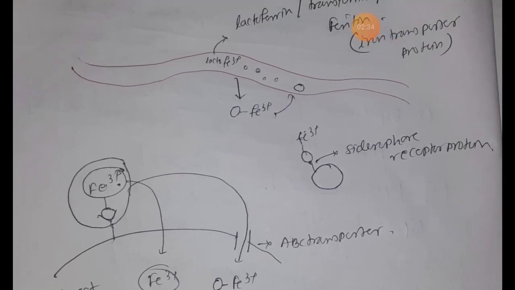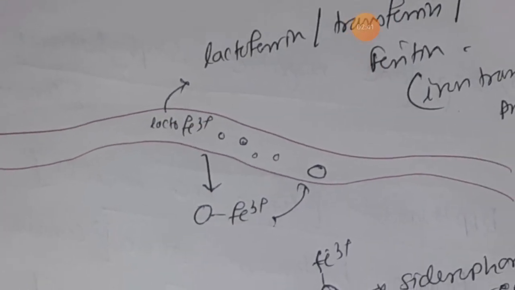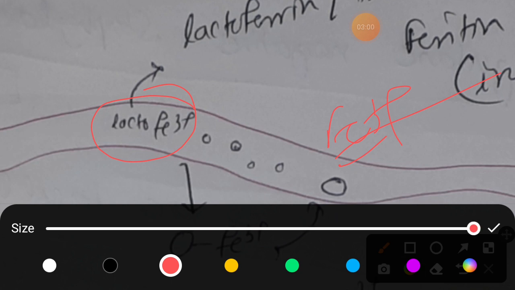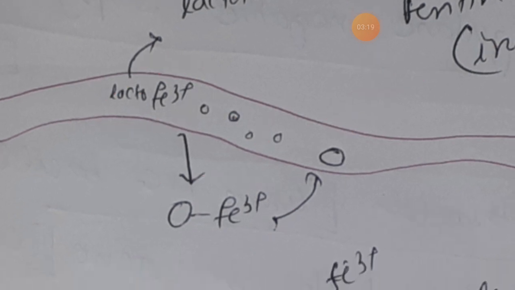Let's see that picture. Suppose this red marked portion is the blood circulation. Here, as you can see, there is a lactoferrin Fe3 plus complex, and this is our bacteria. It needs iron for its survival. So what should it do? It synthesizes siderophores. These siderophores have the ability to simply snatch the Fe3 plus ion from the lactoferrin and form a complex with themselves, the siderophore Fe3 plus complex.